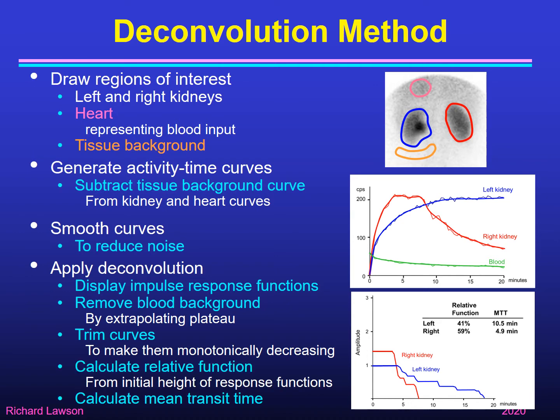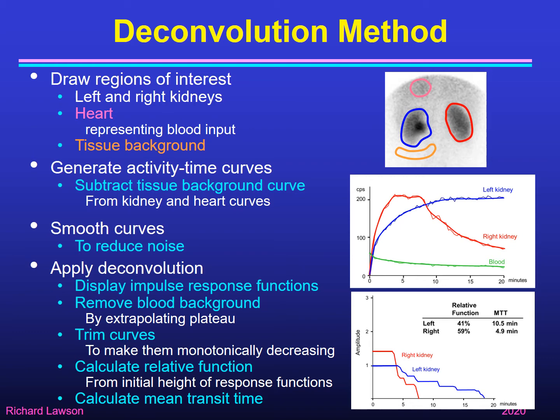First of all, we can note the initial height of the left kidney and of the right kidney represents the relative uptake in those kidneys. So we can work out the relative function. You can see here that the left kidney is 41% and the right 59% from the relative heights of those initial plateaus. We can also calculate the mean transit time, and you can see for the right kidney it's roundabout 5 minutes. The computer says it's 4.9 minutes, whereas for the left kidney it's much longer. The mean is somewhere here roundabout 10 minutes.